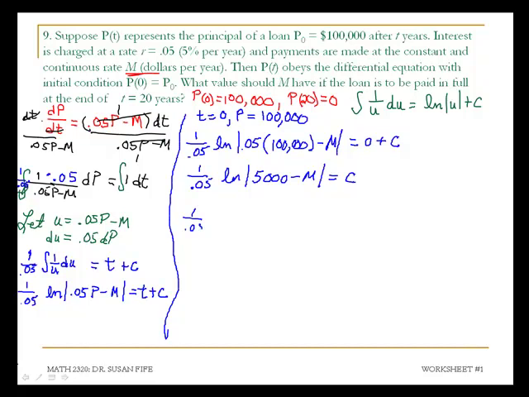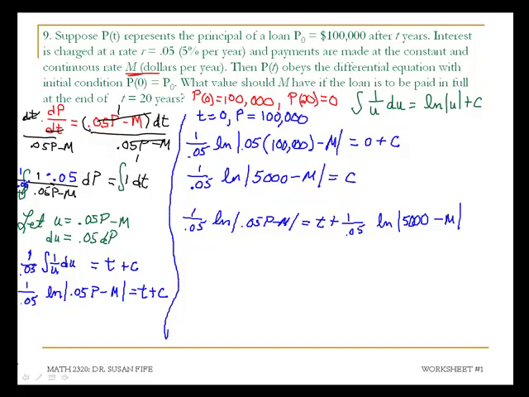So I'm going to put this value for c back into my equation so that my equation becomes 1 over 0.05 natural log of (0.05 P minus m) equals t plus c, and this is where my c goes, 1 over 0.05 natural log of (5,000 minus m), right there.